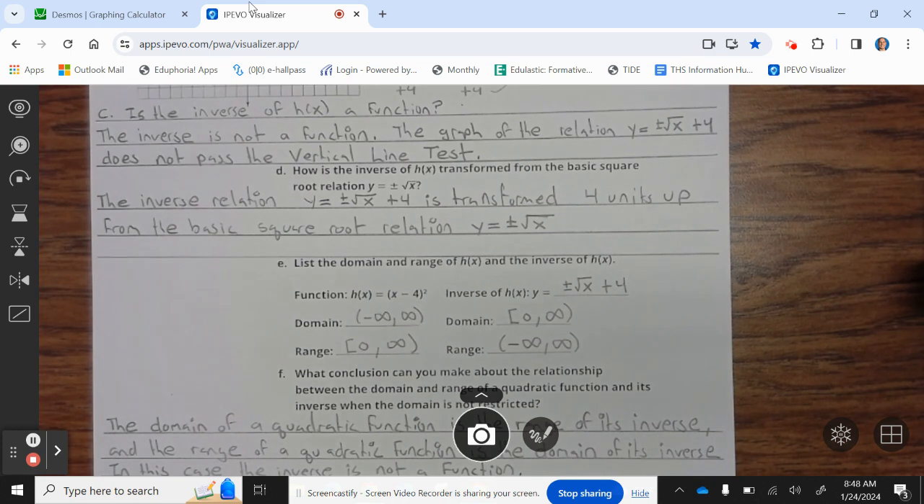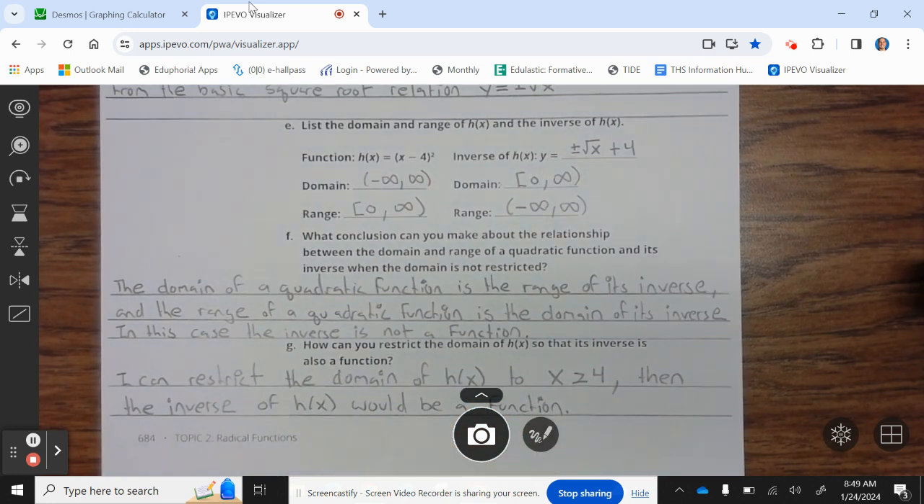All right, C, is the inverse of h of x a function? The inverse is not a function. The graph of the relation y equals 4 plus or minus the square root of x does not pass the vertical line test. D, how is the inverse of h of x transformed from the basic square root function y equals plus or minus square root of x? The inverse relation y equals 4 plus or minus square root of x is transformed 4 units up from the basic square root relation y equals plus or minus square root of x.